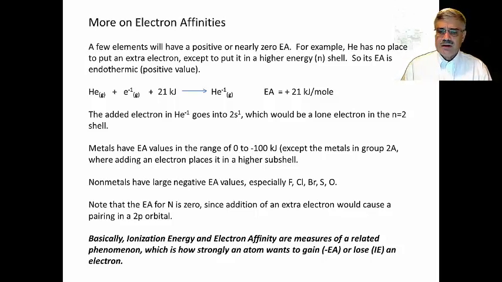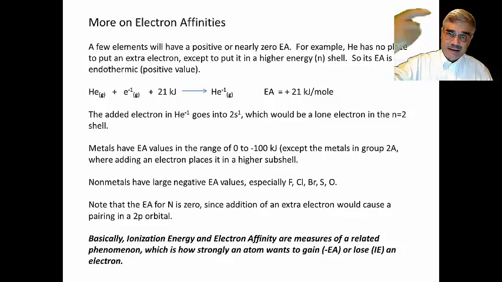Metals have a value of electron affinity in the 0 to slightly exothermic, minus 100 kilojoules or so, except for the metals in group 2A, such as magnesium and calcium. And think about that. Why would magnesium not particularly want to gain an electron to form magnesium minus 1? Or why would calcium not want to gain an electron to form calcium minus 1? Well, that's because to add one more electron to magnesium, you'd have to put that extra electron by itself in the 3p orbital.